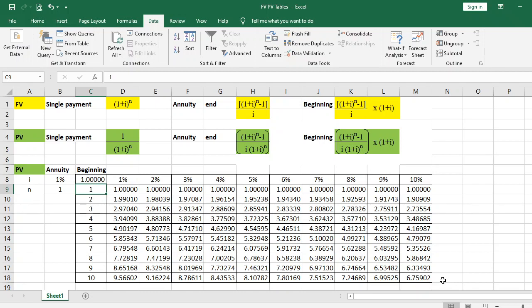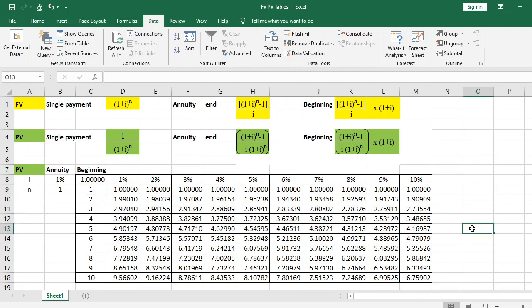We shall move on to this and interpret. Every year 1 rupee is invested at the beginning of the year. Okay, for 10 years it is invested at 10% interest rate. It shows the value of 6.75902. Okay, so it means 1 rupee invested at the beginning of each year for 10 years is equal to 6.75902 at the beginning of year 1 at 10% interest rate.